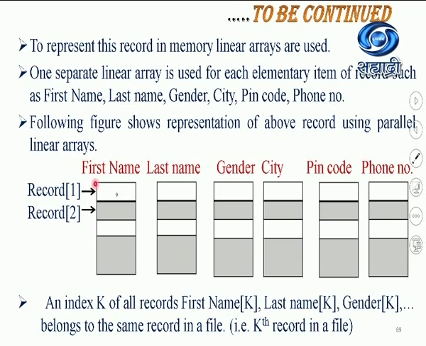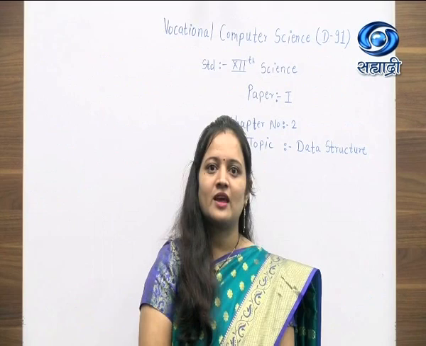And if you want to access the record of a particular employee, then an index k is used for all the arrays: first name of k, last name of k, gender of k belong to the same record in a file. That is the third record in a file.